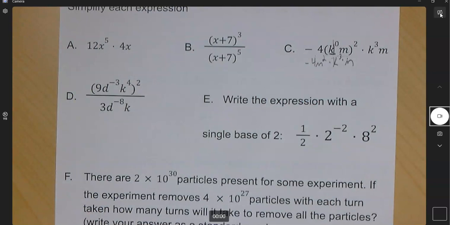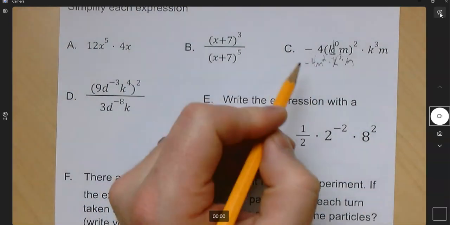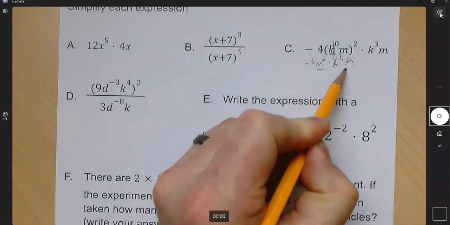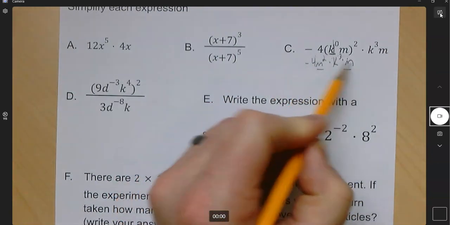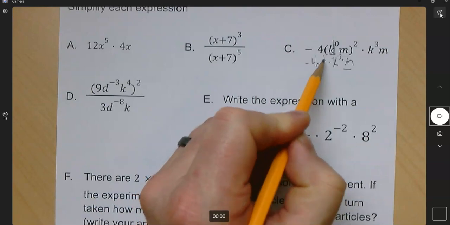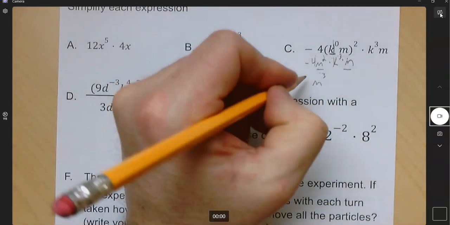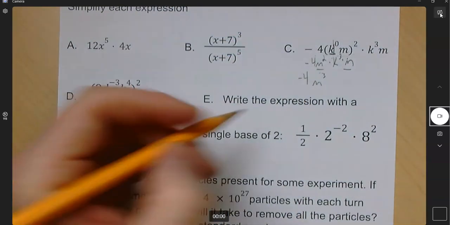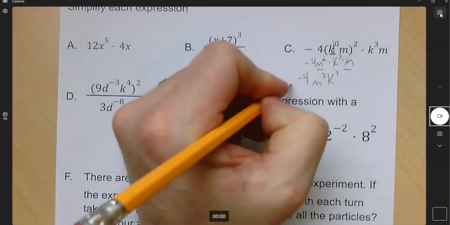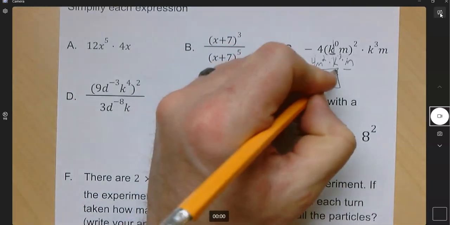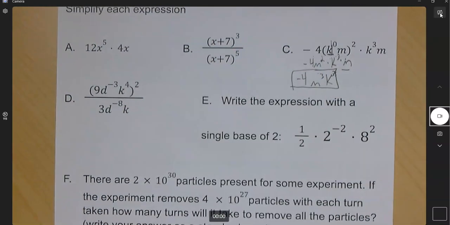Okay? From there, I'm going to do the multiplication in any order I want. I choose to multiply these two together first because this is all multiplication. I'm allowed to do this. m squared times m to the first is m to the third. The negative 4 is my coefficient, and k cubed is my other variable. So negative 4 m cubed k cubed, that's all we got right there.